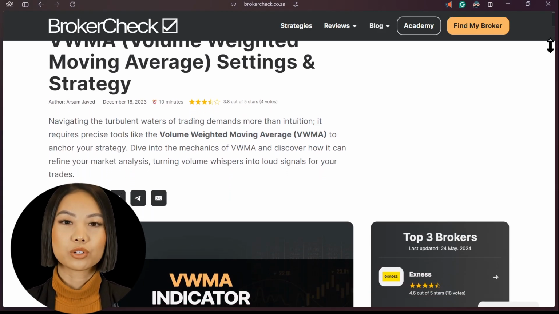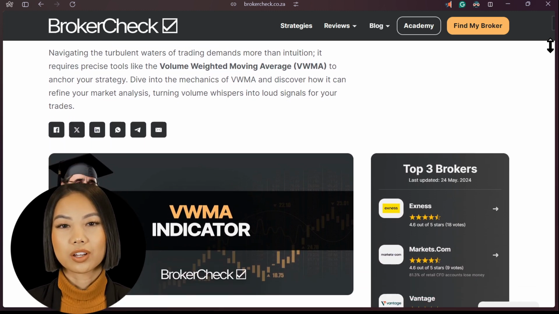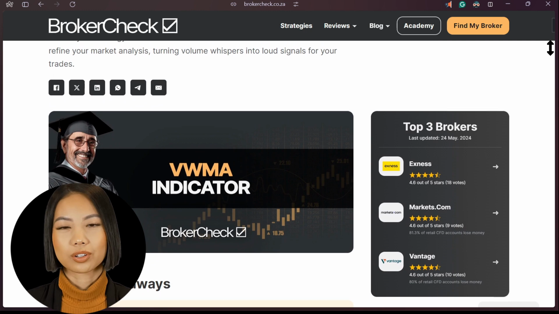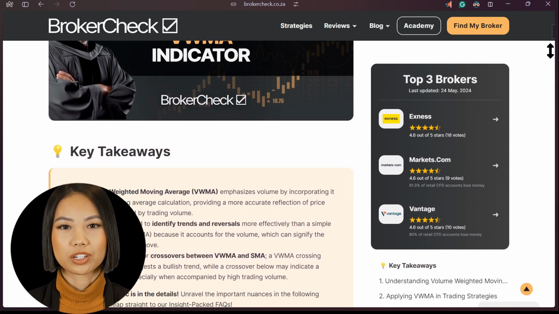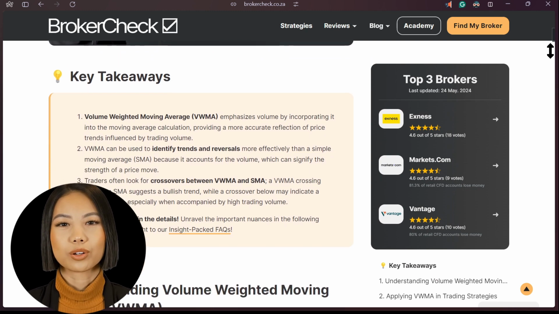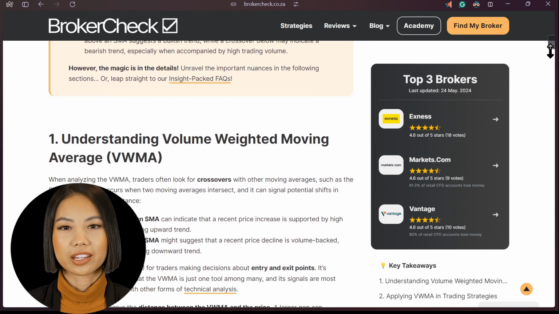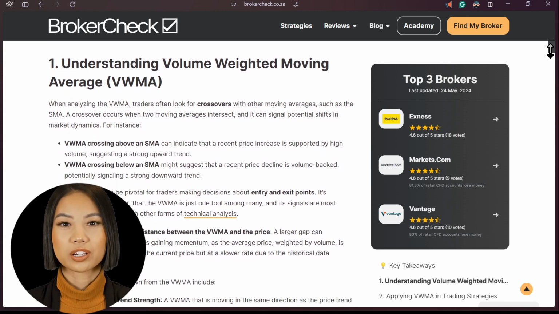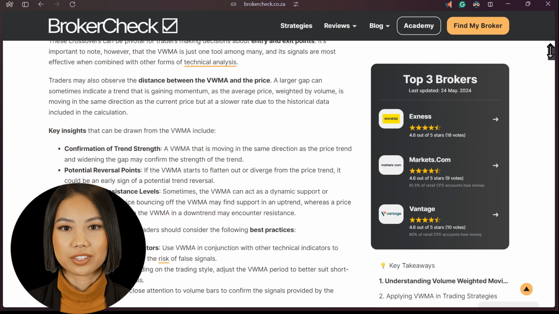Today, we're diving into an essential technical indicator that can enhance your trading strategy, the volume-weighted moving average. In this video, we'll explain what the volume-weighted moving average is, how to set it up in TradingView, the best settings for different time frames, how to interpret buy and sell signals, and how to use it in combination with other indicators. Stick around for some valuable insights.